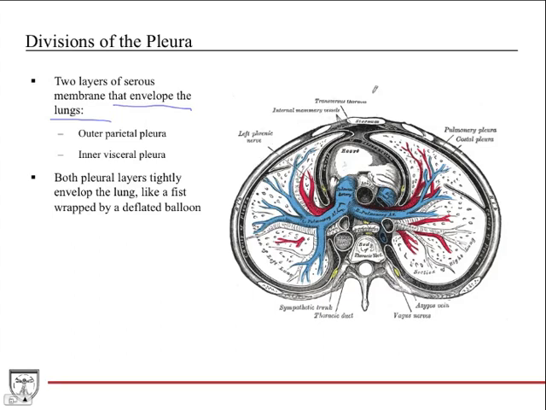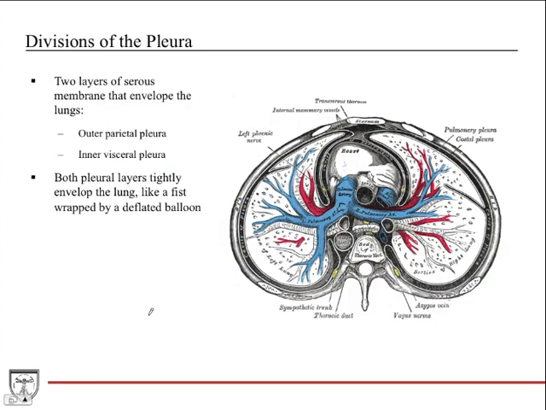And you can see it in this diagram here. This is a cross section of the thorax. Beautiful diagram. It gives you the outer layer, which is this part right here, the parietal layer, and then the inner layer, which is the visceral layer here. And there's a space between them called the pleural space. Both pleural layers tightly envelop the lung. It's like a fist wrapped in a deflated balloon, you could think of.